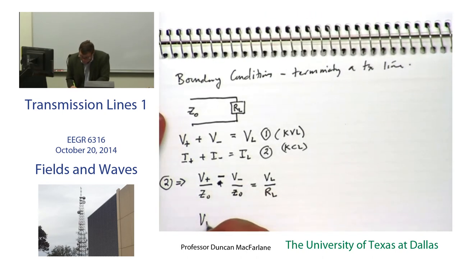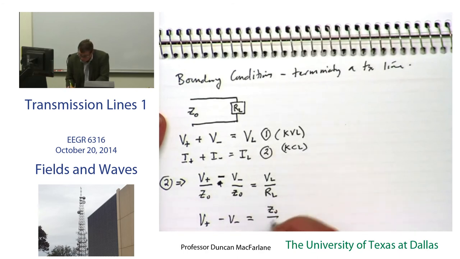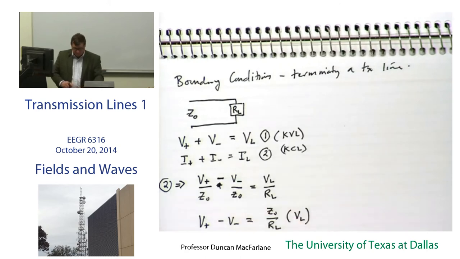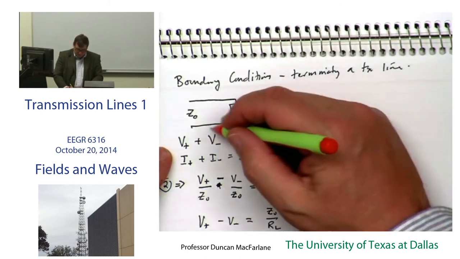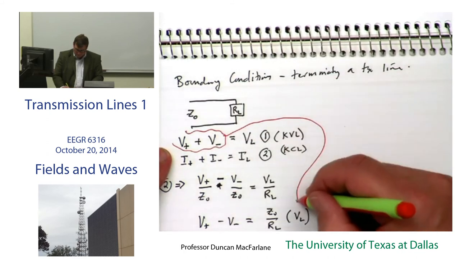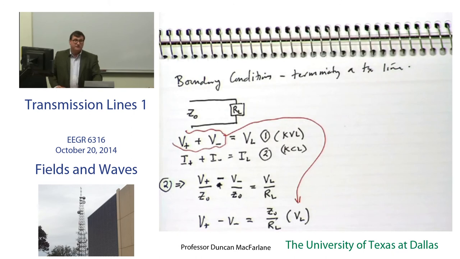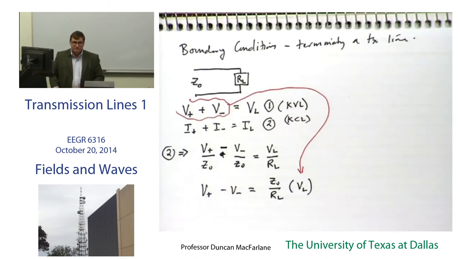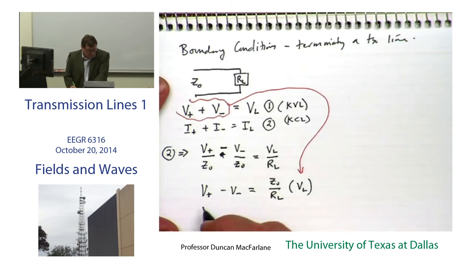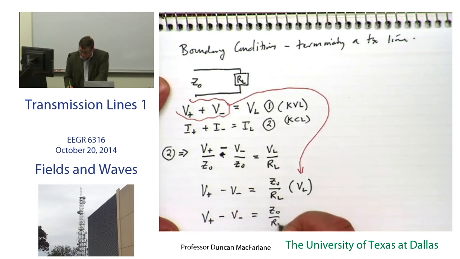So I can rearrange this. V plus minus V minus will equal Z naught over RL times VL. But there's another way of writing VL, from equation number 1. So I'll get V plus minus V minus will equal Z naught upon RL times V plus plus V minus.